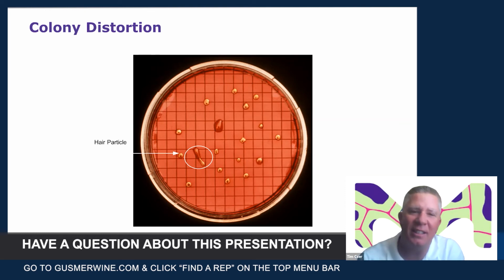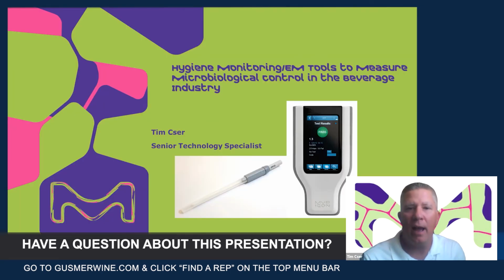Here's colony distortion. You see something like this? Could be two colonies growing together, or could be a hair particle like in this case. Next slide. Great. So that was bioburden.